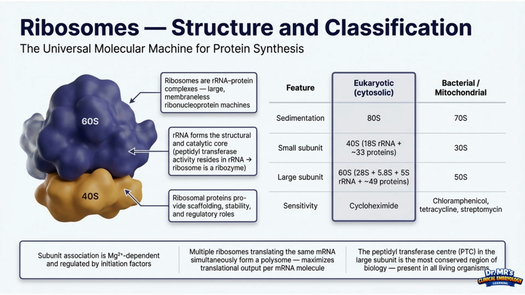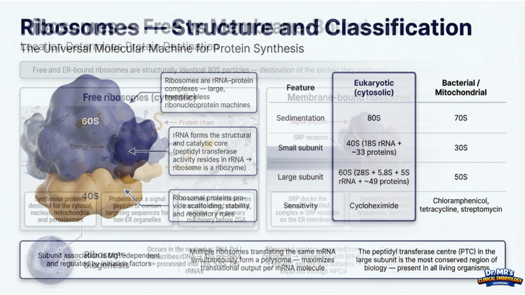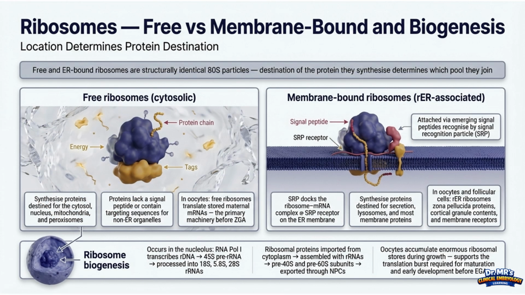It really is. But let's shift to a massive logistical problem. If all the millions of cytosolic ribosomes in an oocyte are structurally identical 80S particles, how does the cell sort the output? I mean, a cell needs some proteins to stay floating in the cytoplasm, like the tubulin for the spindle, but it needs other proteins to be embedded in a membrane or secreted entirely outside the cell, like the zona pellucida proteins. Right. How does it know?